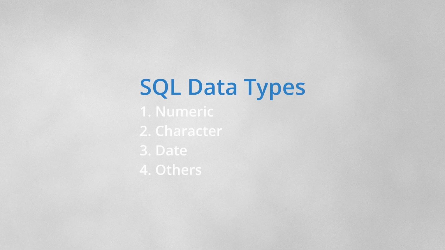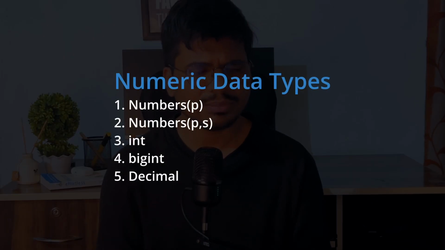These data types are categorized as numeric data types, character data types, date data types, and lastly others. In the numeric data types, we get data types like int, bigint, decimal, number. These data types are generic ones. They may change based on the type of DBMS software we are using.